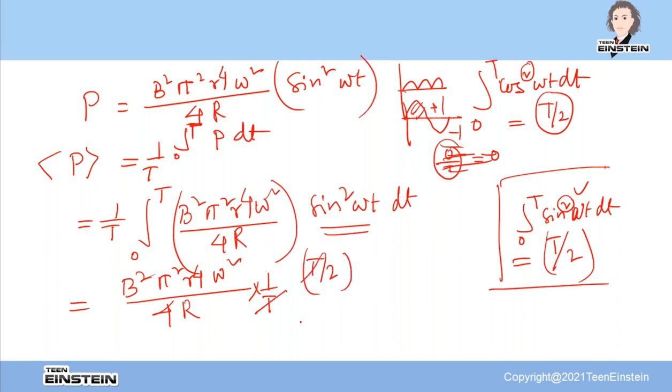So look, this T goes off. Finally what we get is B squared pi squared omega squared small r to the power 4 divided by 8R. This will be the mean power generated by that arrangement, the semicircular loop, upon rotating it in a uniform magnetic field with a constant angular velocity.